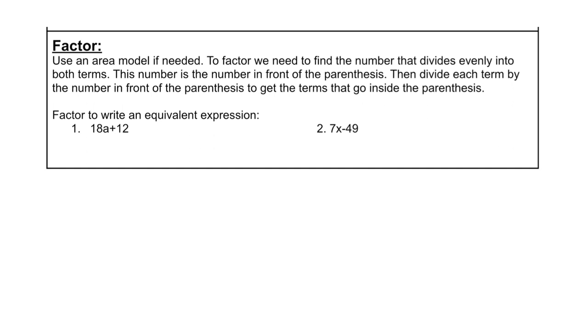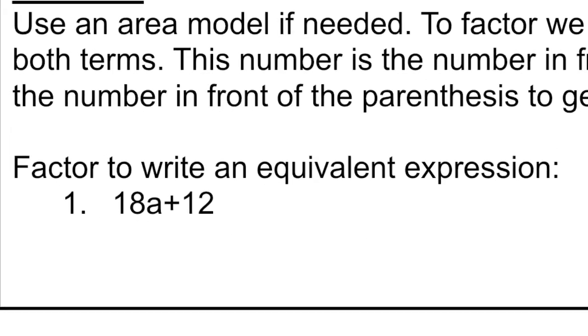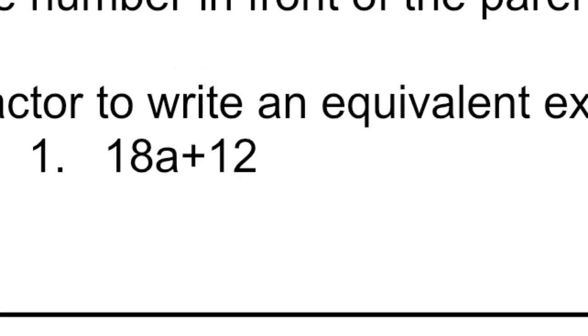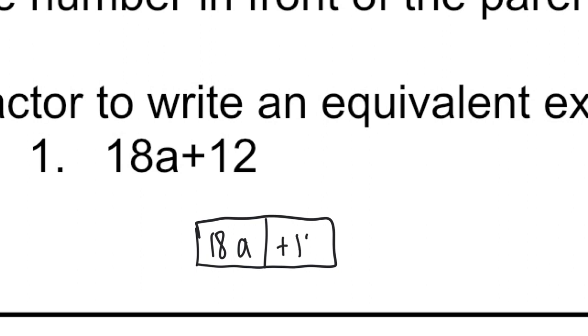When we are factoring, we are doing the opposite of distributing. So we are trying to find the number that divides evenly into both terms. This number is in front of the parentheses, okay? And then we divide each term to find what goes inside the parentheses. So if we look here at the first question, 18a plus 12. We want to factor that so that what goes into 18a and +12? Well, if we find the GCF between 18 and 12, we get our GCF is 6.